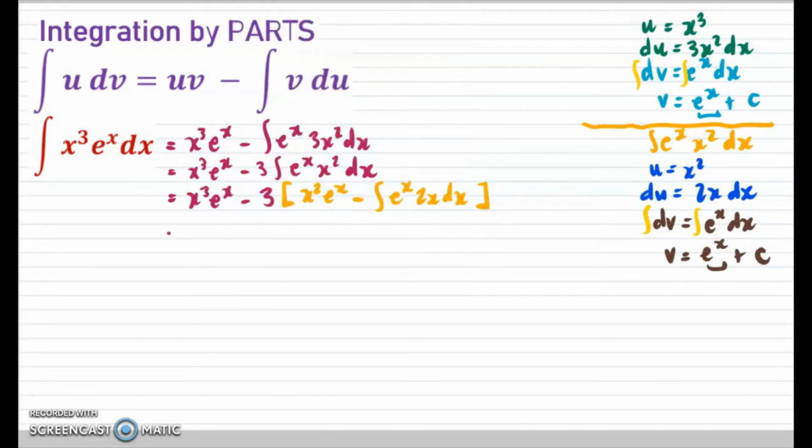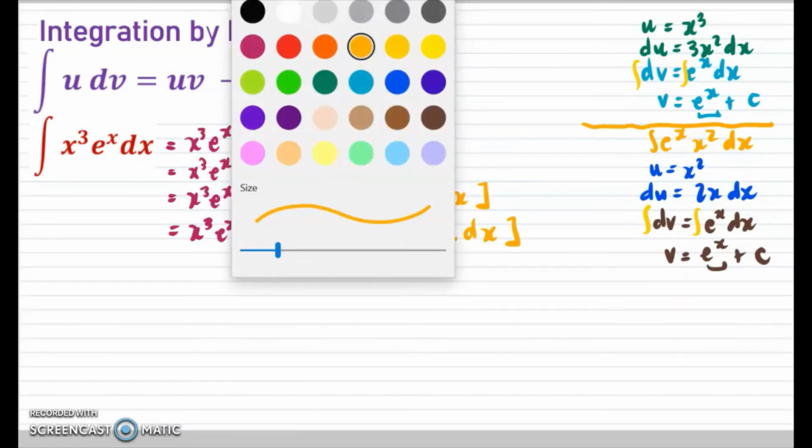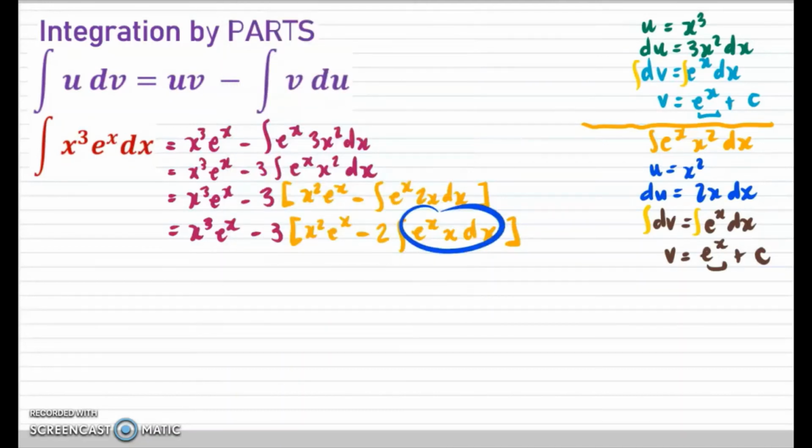Can we really simplify this already? We have x cubed e raised to x minus 3. We are yet to apply simplifying first. x squared e raised to x, we bring out the 2 here outside the integral symbol, so minus 2. Then we have the integral e raised to x, x only, because we brought the 2 outside the integral symbol there. But as you can see, this is another integration of a product of two functions, e raised to x, x dx, right?